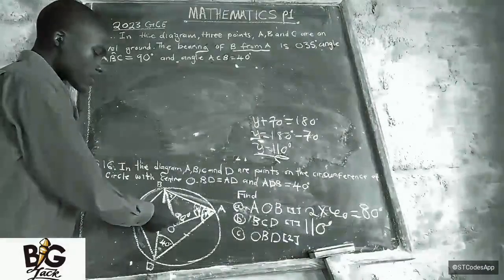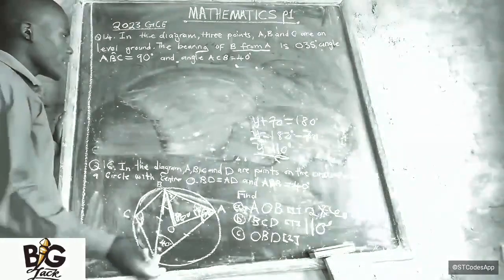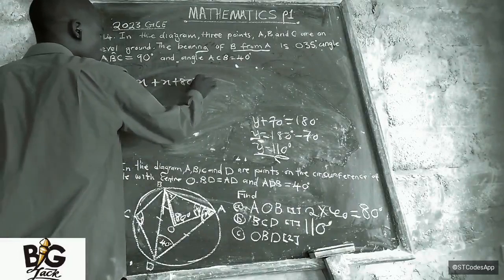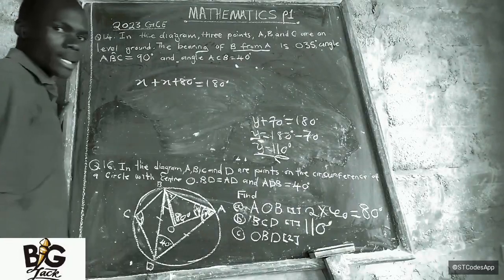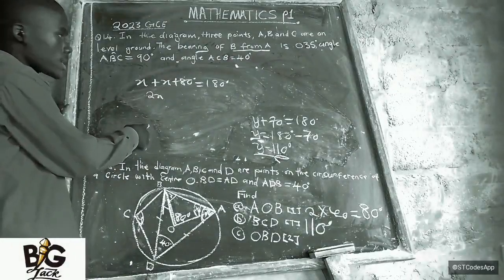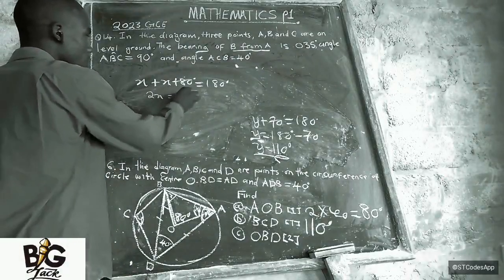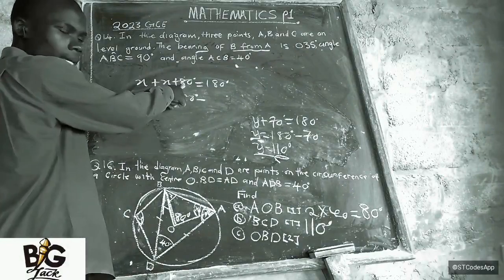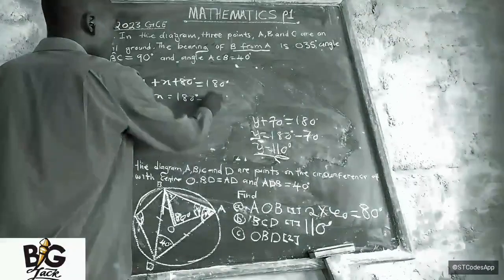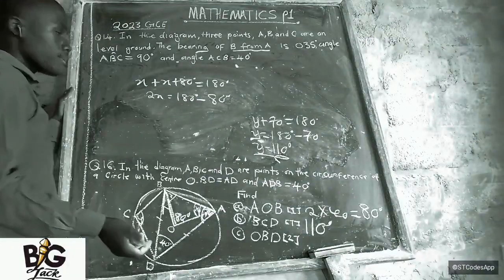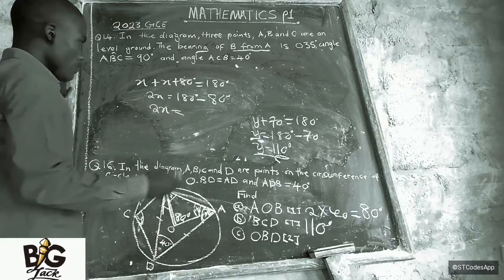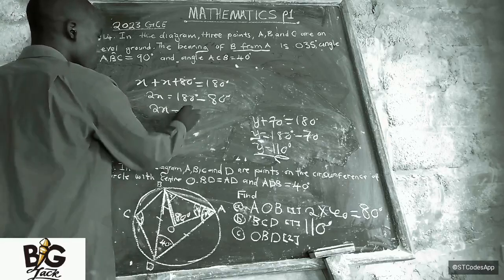So in this case, I'm going to say x plus x plus 80 degrees, I'm going to get 180 degrees. Then from there, I'm going to say x plus x, I'm going to get 2x is equal to 180 degrees minus 80 degrees. On this part here, I'm just correcting the right terms, okay? Then 2x is equal to 180 minus 80, I'm going to get 100 degrees.